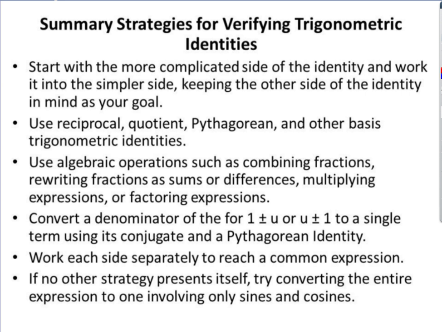We can convert a denominator of the form 1 plus or minus u, or u plus or minus 1, to a single term using its conjugate and then a Pythagorean identity. We're allowed to work each side separately to reach a common expression. And if no other strategy presents itself, try converting the entire expression to one function or just to sines and cosines.